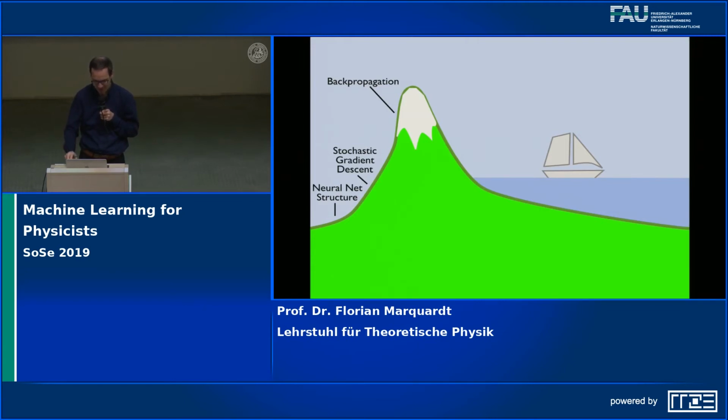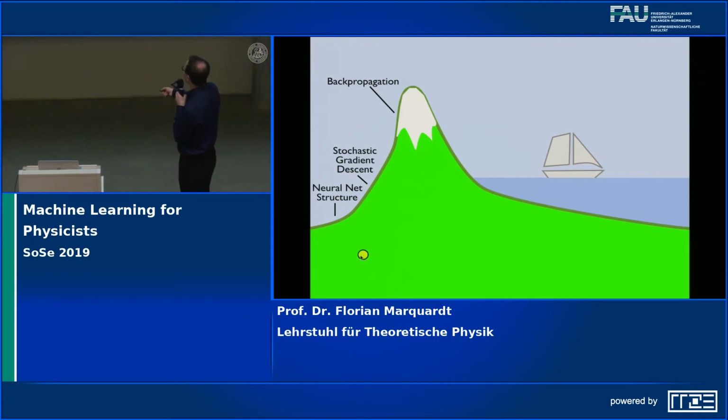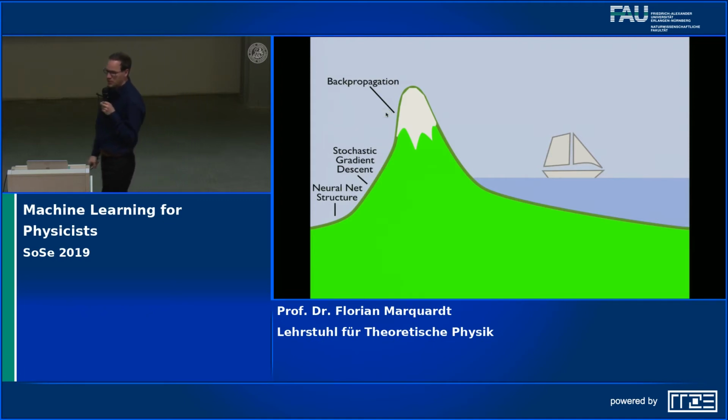Okay, just a brief layout of what we did so far. We talked about the structure of the neural net. We will now talk about stochastic gradient descent, that is the method to adapt the weights, and then we will come to a very efficient way to evaluate this that will be called backpropagation.